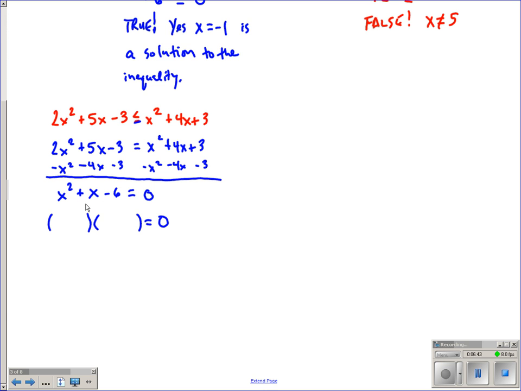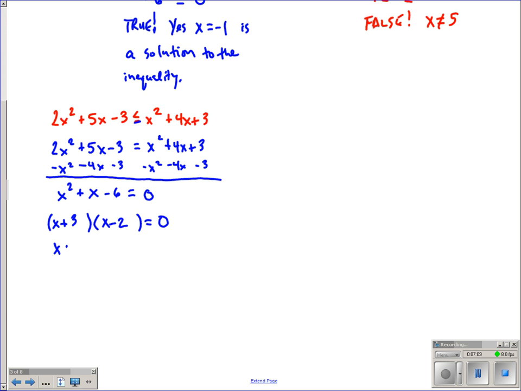And we should be getting better at factoring here. We've had a lot of things we've needed to factor lately, and you should be getting faster. You can still use the generic rectangle if you need to, but if we think about our factors of negative 6 that differ by a positive 1, we know that we should have x plus 3 and x minus 2.